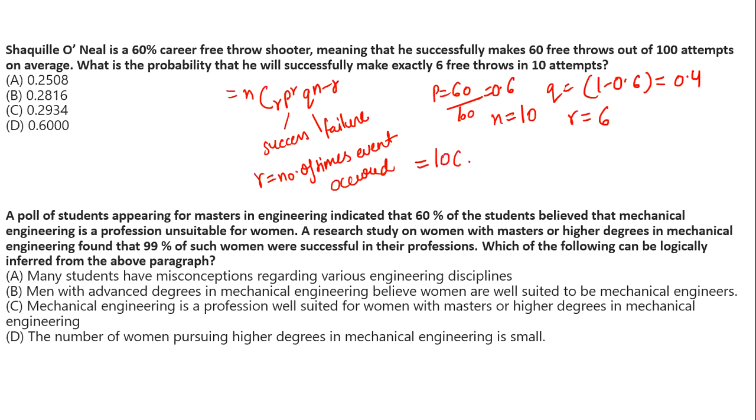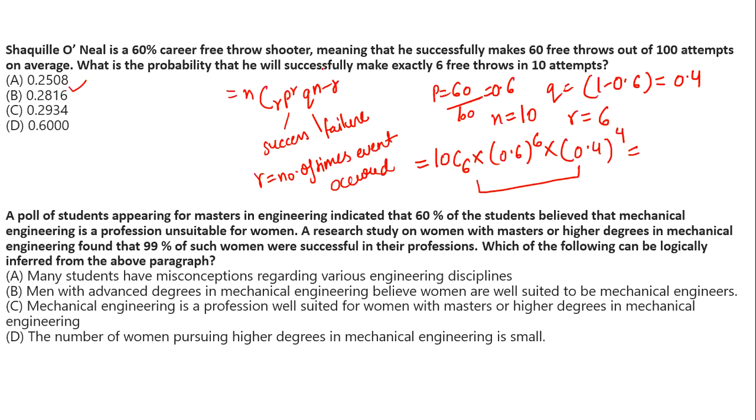So 10C6 into 0.6 raised to power 6 into 0.4 raised to power n minus r. So 10 minus 6 is going to be 4, right? And on simplifying this expression, what will we get as the correct answer? 0.2508, right? So this is going to be the correct answer. Okay, so make sure that you are revising these kinds of formulas, for example the Bernoulli formula, and all the formulas that you have, just keep on revising the things. Let's see the next question now.